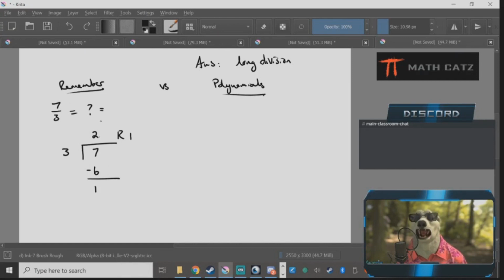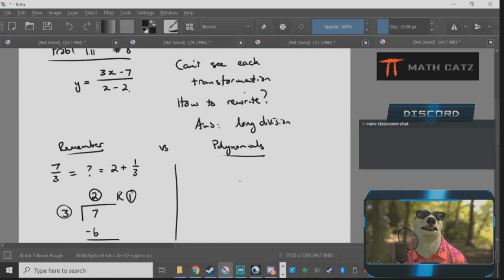This 7 over 3 can then be rewritten using the quotient, the divisor, the remainder as 2, I'll write it as a plus, 1/3, or 2 1/3. The plus is just hidden in the mixed number. Okay, everyone should remember this. It's elementary school, grade 4, let's say. We're going to do the same thing. We have, however, little polynomials.